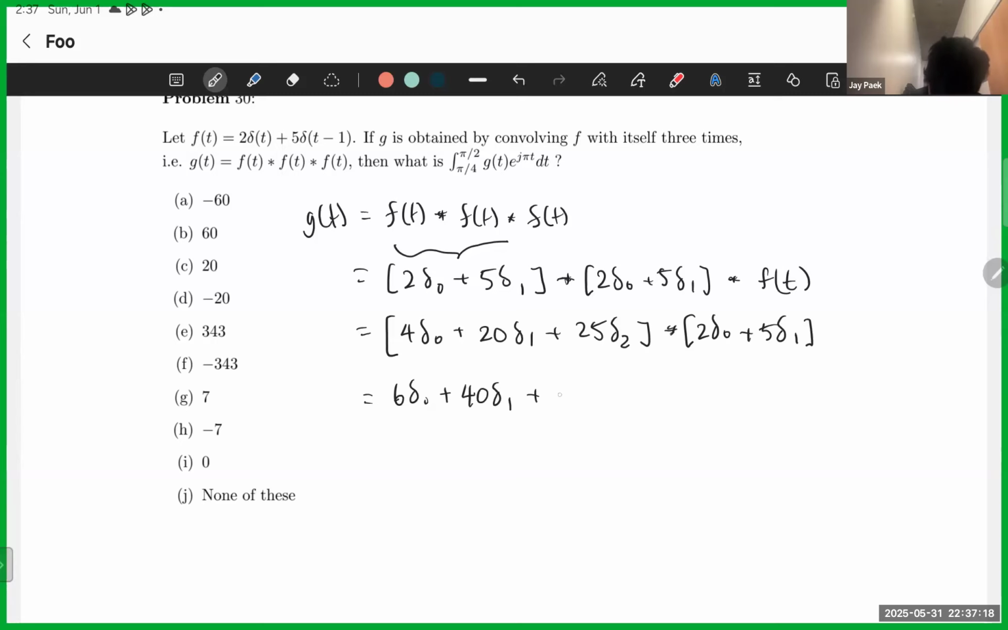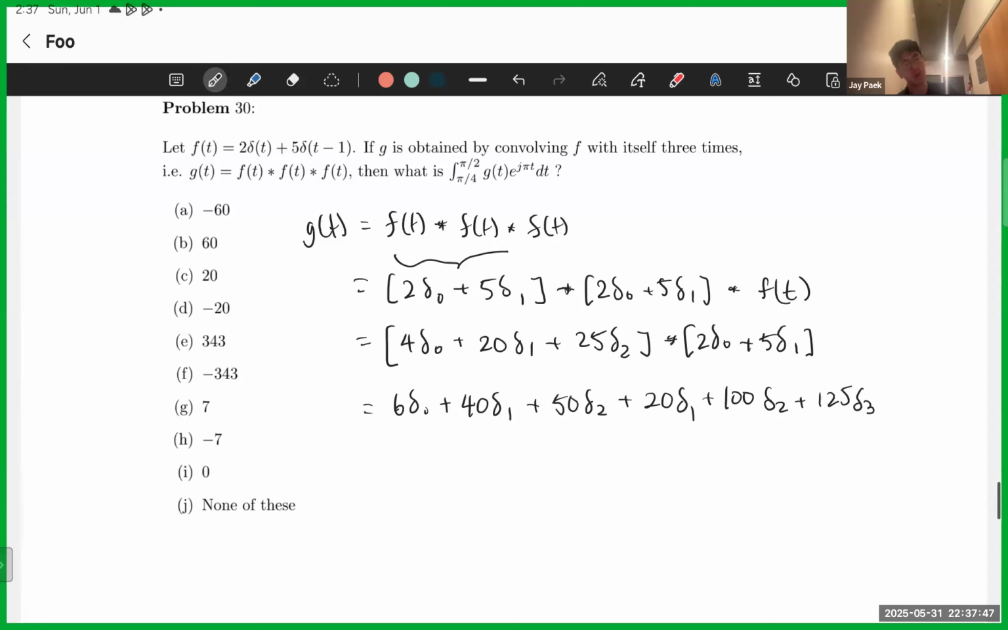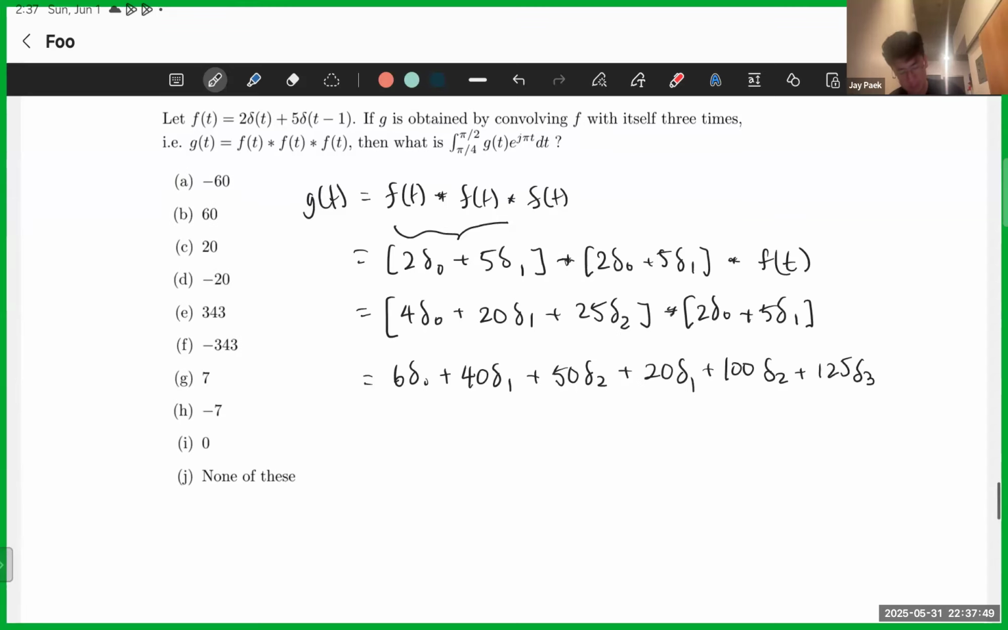Okay. And then there's 50 delta at 2 plus 20 delta at 0 plus 100 delta at 2. This is delta at 1 plus 25, 125 delta at 3. All right, so this is our expansion. And I did that very, very quickly, like in retrospect, right? I just convolved three different functions under 2 minutes. I just have to write it out.